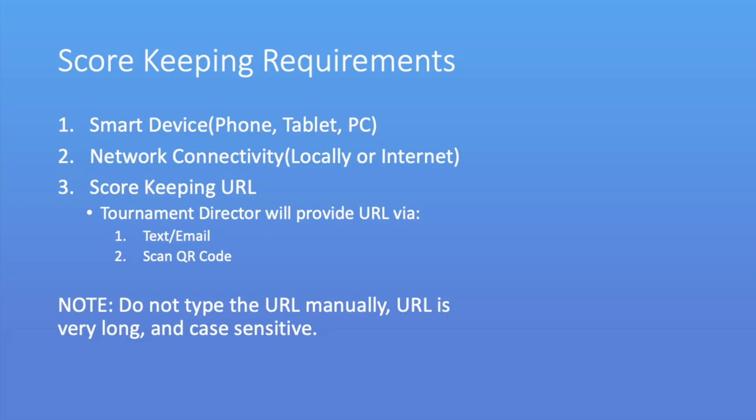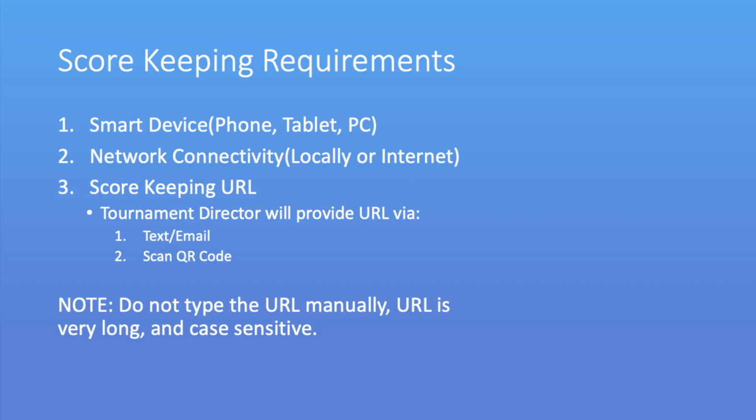So we do have a few requirements for scorekeeping. The first one being a smart device. This could be a phone, tablet, or PC that you would be using to keep score. Second thing you would need is network connectivity, either locally if it's that kind of version, or on the internet, depending on the version of Live TT Scoreboard that they're using.